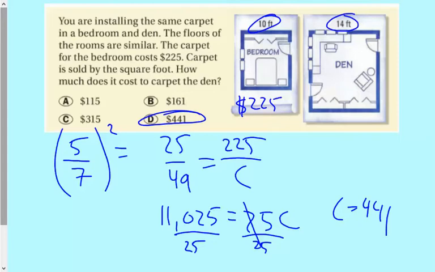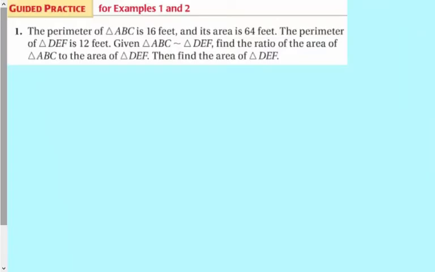There you go. You could have probably eliminated choices A and B as they're smaller, and the den is clearly bigger, so you had a 50-50 chance if you had to guess on that, I guess. But if we want the actual answer and it was a multiple choice, that's what you do.